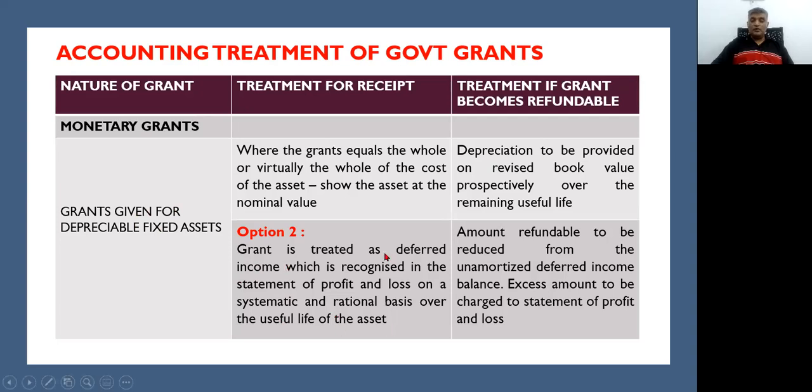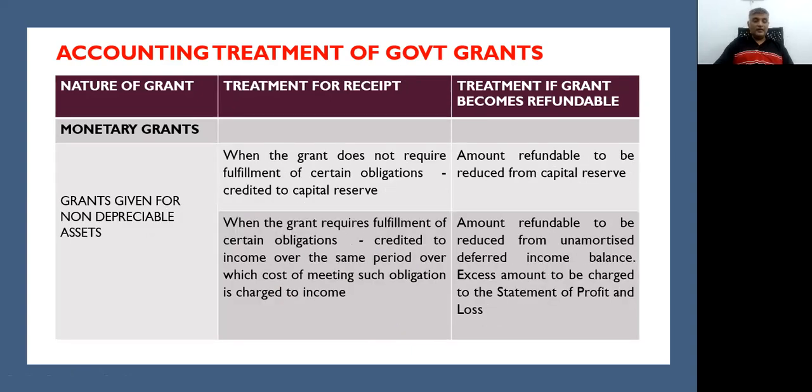So what we can do, instead of taking a credit to the fixed asset account, is take it as a deferred income, right? And we need to recognize it in the statement of P&L on a systematic and rational basis over the useful life of the asset. Let's take, for example, the grant is 16 lakhs and the useful life is 4 years. So every year we can amortize 4 lakhs, that is, recognize 4 lakhs as an income in the statement of P&L. This is what it is.